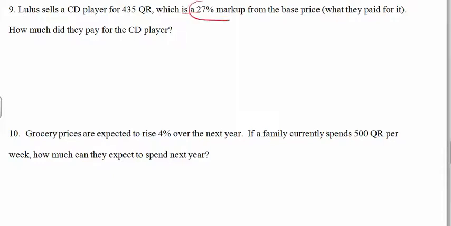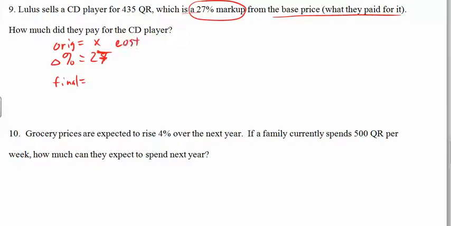So you should recognize that because of the 27% markup, this is a percent change problem. So the change in percent is 27%. Now, the original cost I need, and I need the final. All right, so the original cost is what they paid for it. We don't know what that is. So X is the original cost. Okay, so there I've defined my variable.